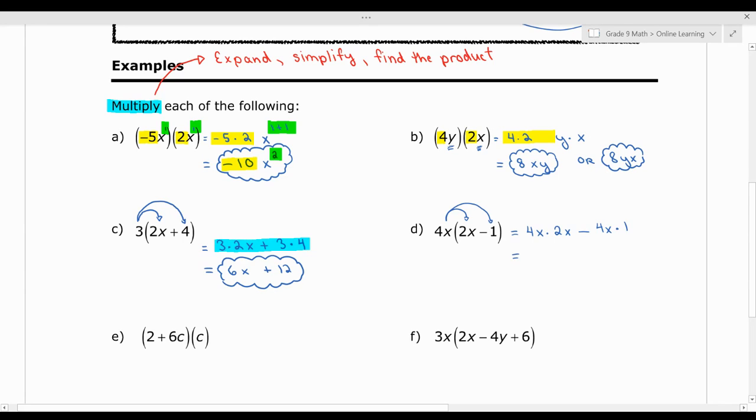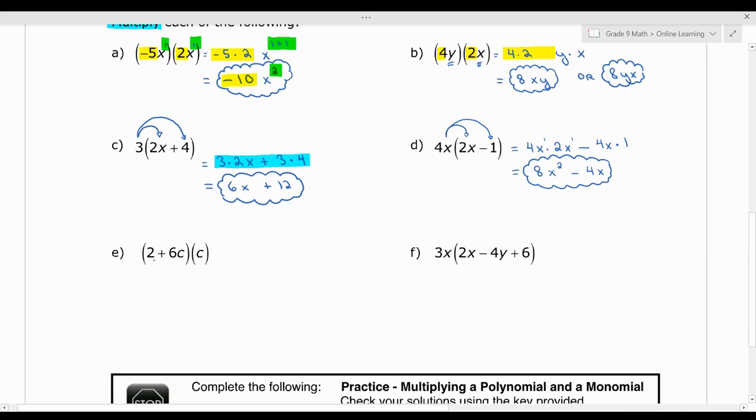Okay, when I clean this up, I'm going to go 4 times 2 is 8. I have x times x. I have a 1 here, a 1 here. That's going to give me x to the power 2. And then this just cleans up to be minus 4x. Check if you can simplify. These are not like terms, right? This is power 1, that's power 2. So this would be our final answer.